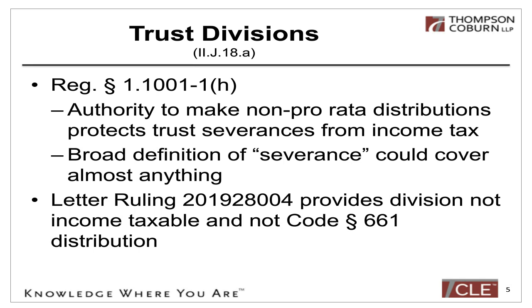So this regulation here, 1.1001-1(h), basically says anytime you have a trust severance, then it's protected from income tax, as long as you have the authority to make the non-pro rata distributions. So what's the definition of severance? Well, when you go into the regulation itself, the regulation refers to some generation-skipping transfer regulations relating to trust severances. So there's a cross-reference to severance.